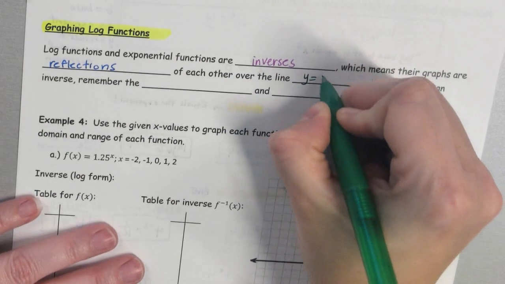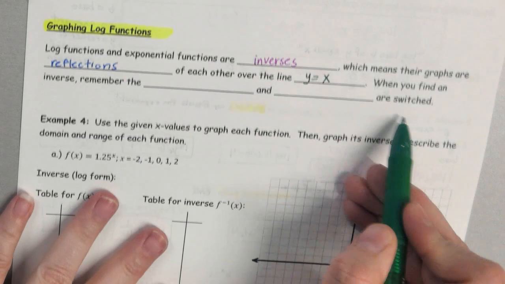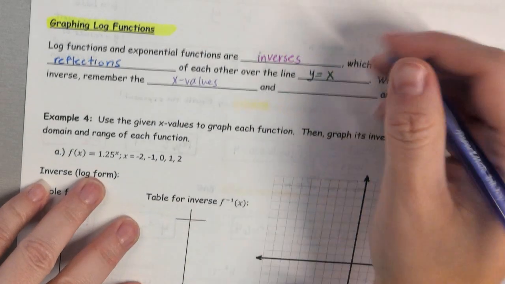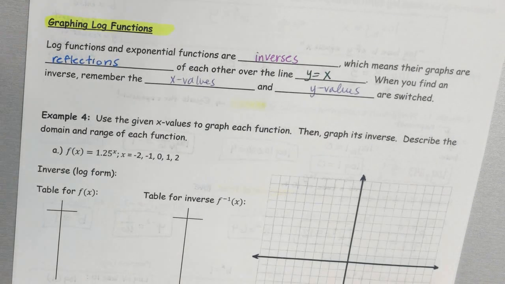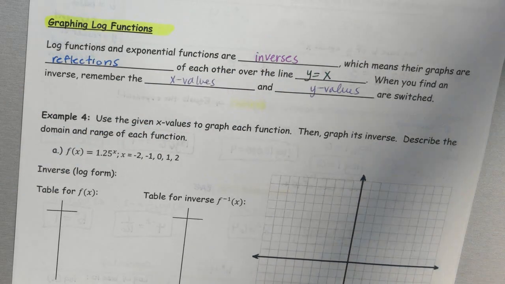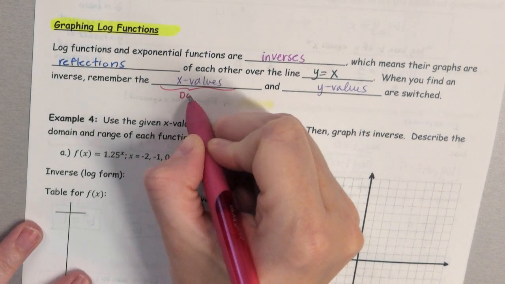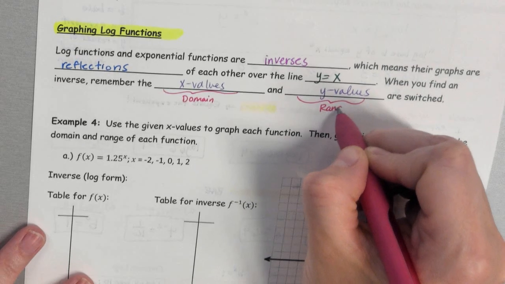So guess what? We are going to be graphing that. Remember that when you find an inverse, it says blank and blank are switched. What are the blanks? Yeah, the x values and the y values. Now, keep in mind that the x values are also related to the what? Yes, the domain. Good. And the y values are related to the range. Okay, so those are going to flip as well.